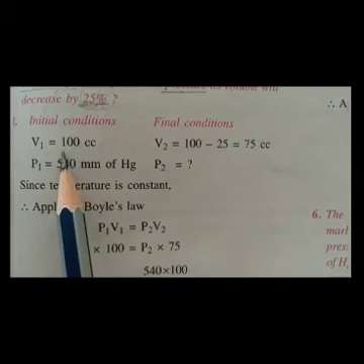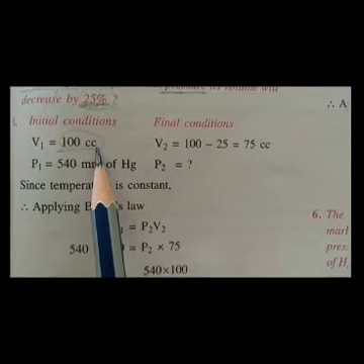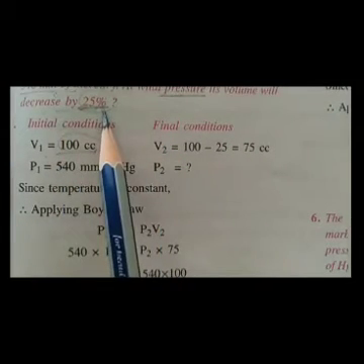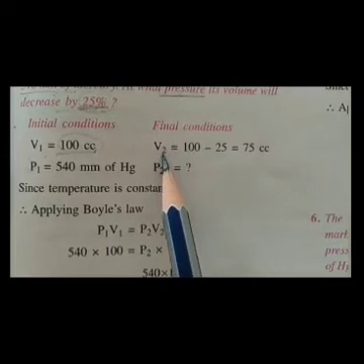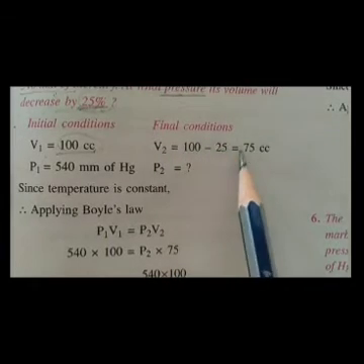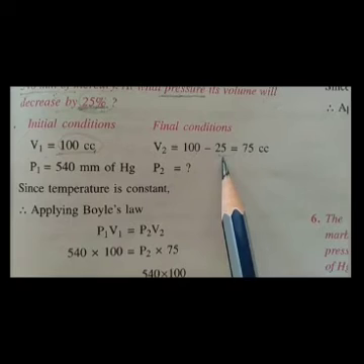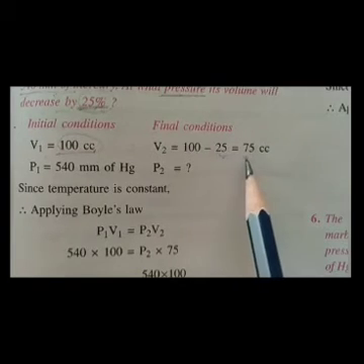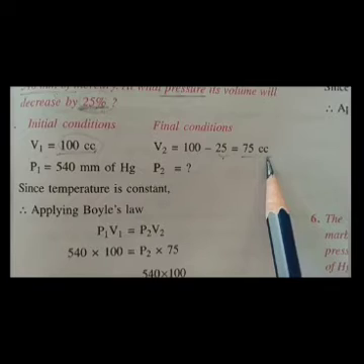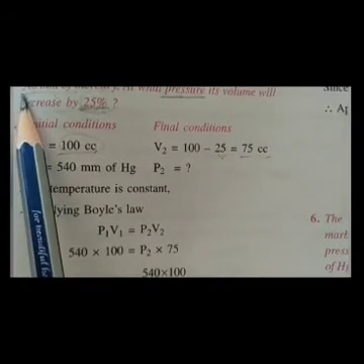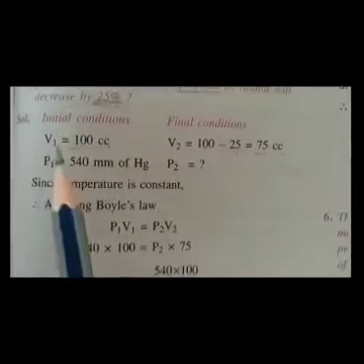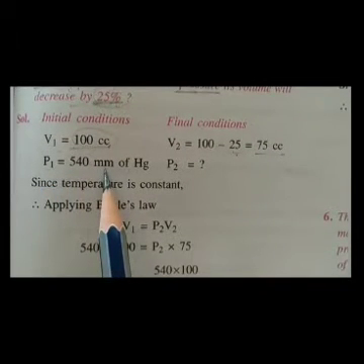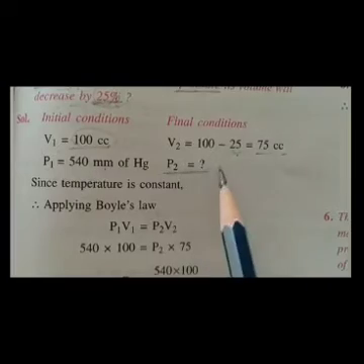So we have to suppose any volume as the initial volume. Here we have taken the initial volume as 100 cubic centimeter. If the initial volume is 100 cubic centimeter and the volume is decreased by 25%, the final volume will be 100 minus 25, because 25 is 25% of 100. So V2 is equal to 75 cubic centimeter and the initial pressure P1 is equal to 540 millimeter of mercury, and we have to find the final pressure.